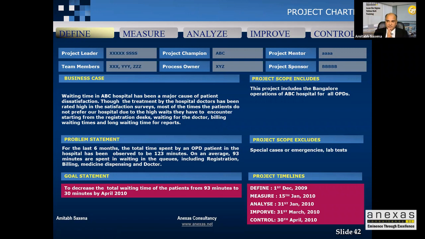So first, in the define phase, we generally write a project charter. We write a project charter clearly telling what is the problem statement and what is the goal statement. So for the last 6 months, the total time spent by an OPD patient in the hospital has been, so they have given how much time, and then a goal statement that it should be 93 minutes. Okay. And then we write the project timelines by when I will complete my define phase, measure phase, analyze phase, improve, and control phase.